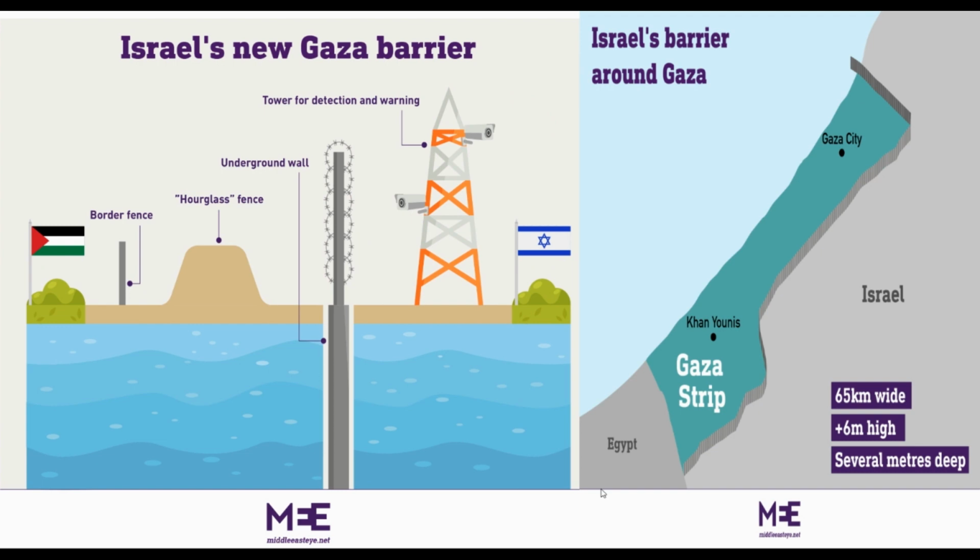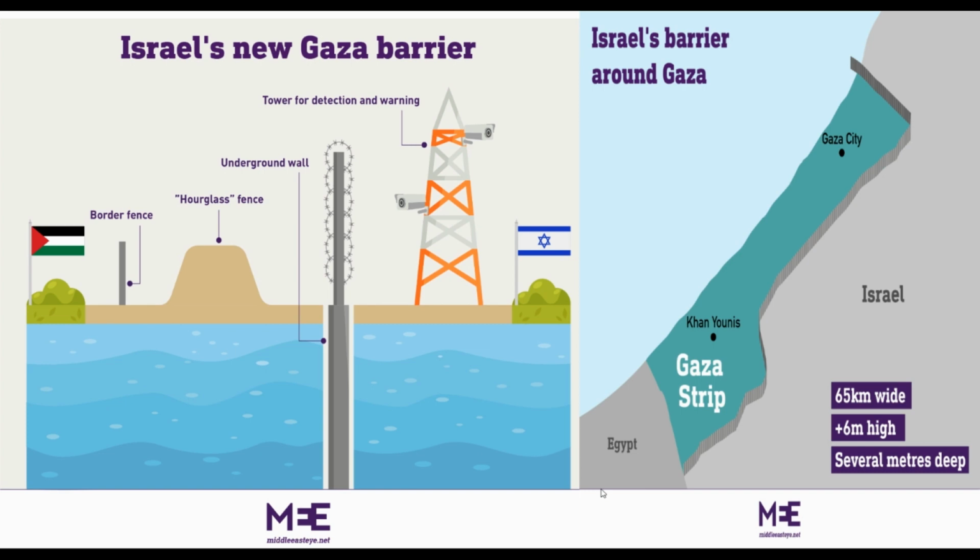When we look at the Gaza Strip, it's a tiny territory. More than 2 million people live in this territory. 65 kilometers wide, 6 meters high, and several meters deep. This is the wall around the Gaza Strip. Israel built it, a very huge wall.